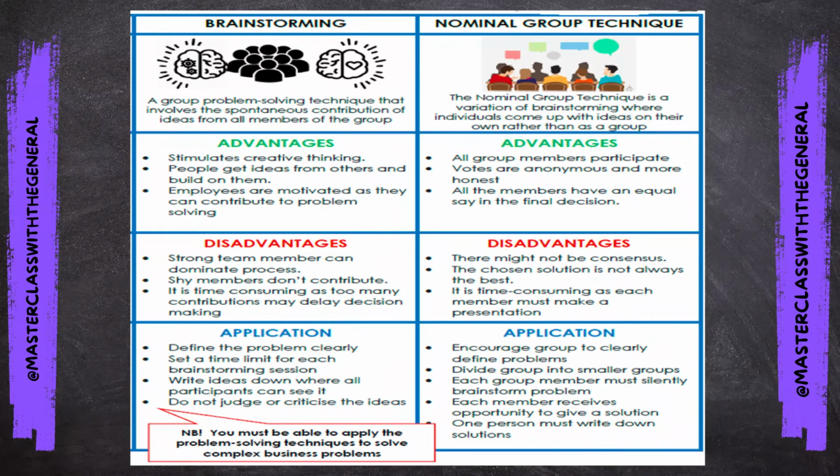Number three, each group member must silently brainstorm the problem. That is very important because these are the differences between brainstorming and nominal group technique. Here, brainstorming is happening silently and on a personal level, and you write your ideas down as you are doing it silently. Whereas in brainstorming, people are just shouting their ideas at random.